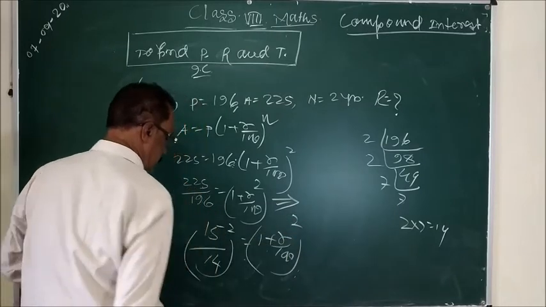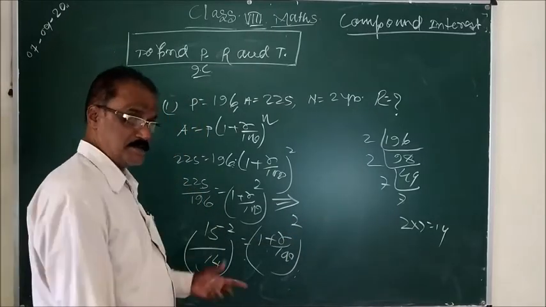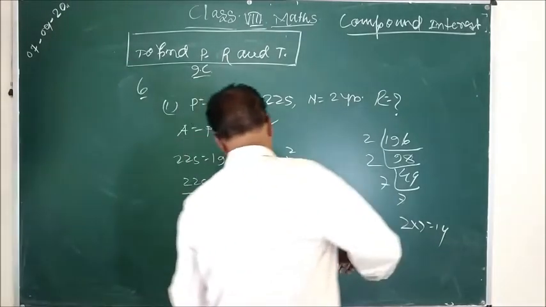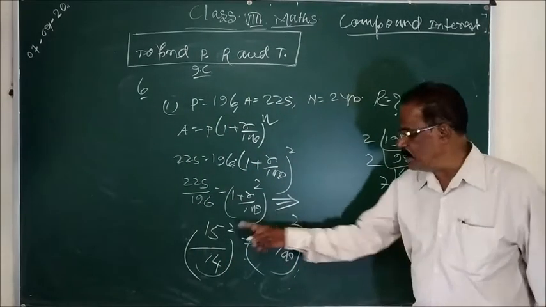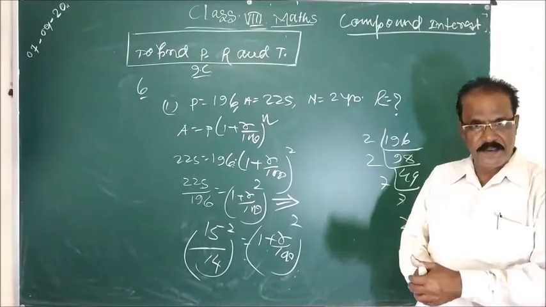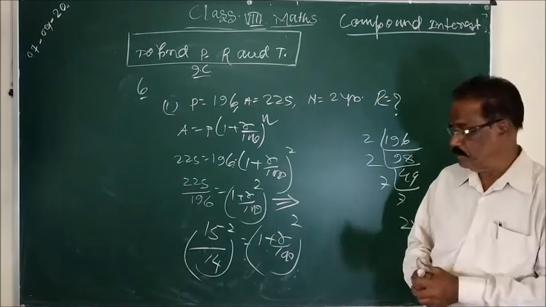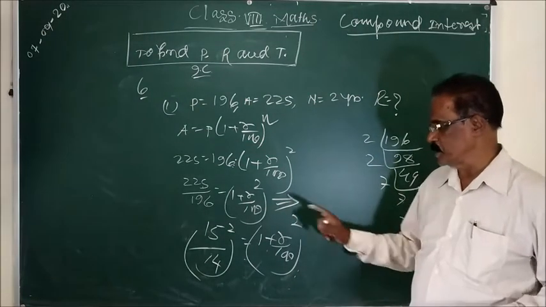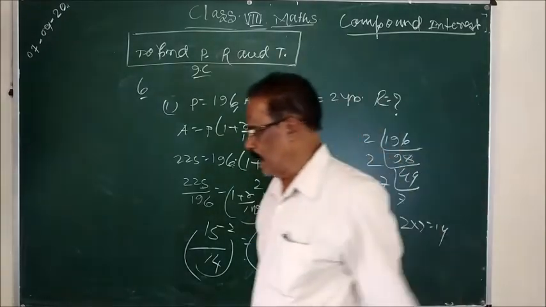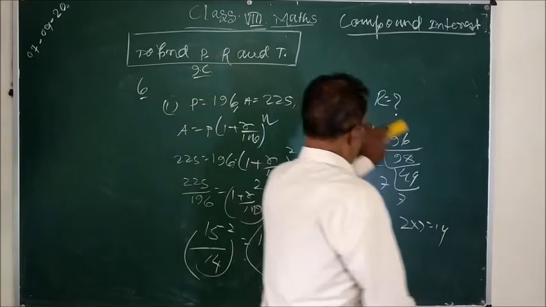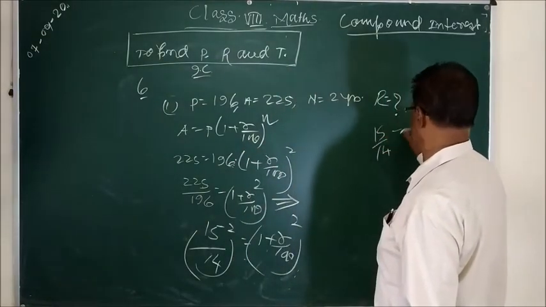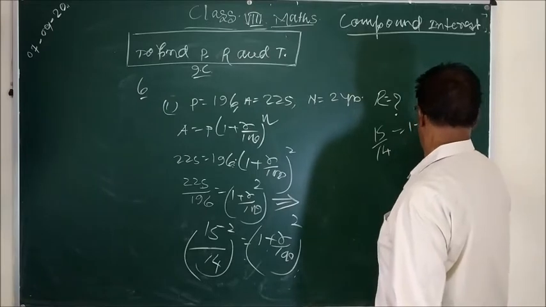So if the bases are equal, laws of indices. If the powers are equal, the bases will be equal. If the bases are equal, power will be equal. So here powers are both sides 2, so bases will be equal, and therefore now 15 by 14 is equal to 1 plus R by 100.